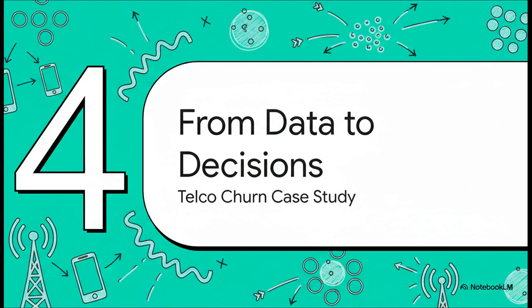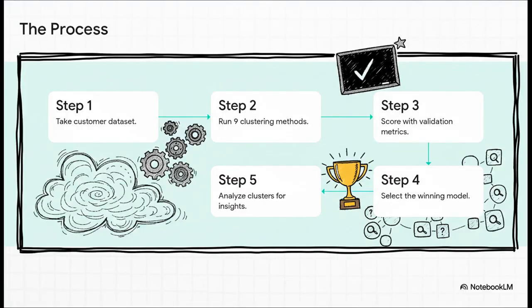Okay, so that's the theory. But how does this all work in practice? Let's look at a real-world case study where researchers used these very techniques to analyze a telecom company's customer data. They were looking for hidden patterns to explain why customers leave, a classic problem we call customer churn. The process they followed was really methodical. First, they took all the customer data. Then they ran not one, but 9 different clustering algorithms on it. After that, they used their report card, those validation metrics, to score every single result. Finally, they picked the winner and really dug into the clusters it found to see what story they could learn.